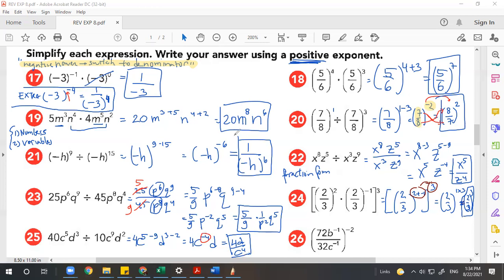Okay, now, this is the most challenging part. Again, 72 divided by 32. What can you divide by? I think you can divide by 4. 72 divided by 4 is... Can you please calculate it?